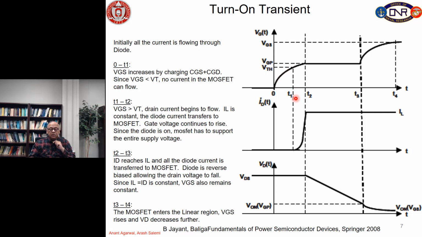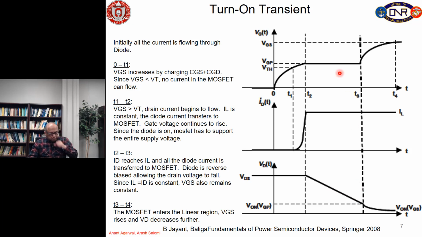voltage, and at that point the transistor starts turning on, and the current that was circulating through the diode now flows through the transistors, and at this point at time T2 all the diode current has transferred to the transistor, and at that point the transistor enters into what is called as Miller plateau. This is where we are charging CGD. So, the voltage stays constant, the total current through the transistor is constant, and the voltage across the drain is dropping because we are turning on the transistor.